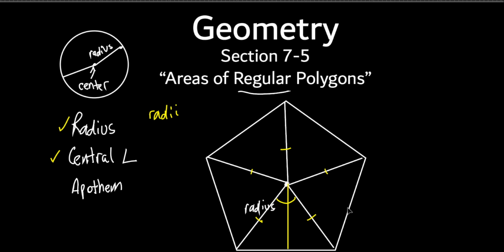I could have drawn the apothem to here if I wanted to, or to here, or to here. I decided just to draw it straight down. And it's got to be perpendicular. So if it's perpendicular, what must be true about this? It must be a 90-degree angle, a right angle. So that yellow one right there is the what? The apothem.